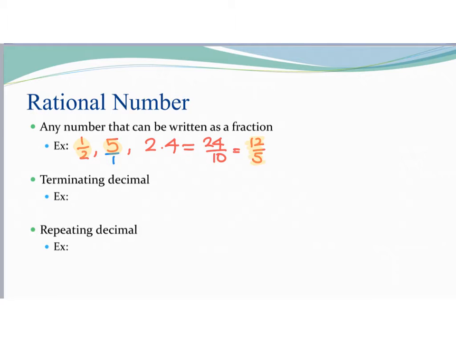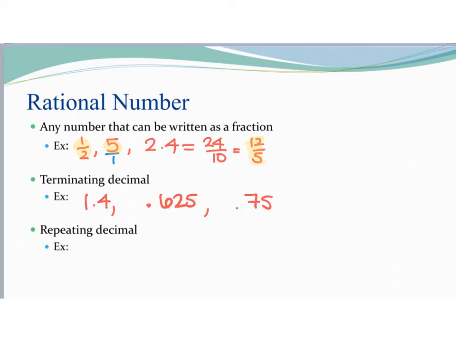Now, rational numbers can also be something that has a terminating decimal, kind of like the 2.4 example. But if I give you something like 1.4, 0.625, something like 0.75, notice that these all terminate. And by terminate, I mean that they end or they stop. They do not continue on, they just stop.